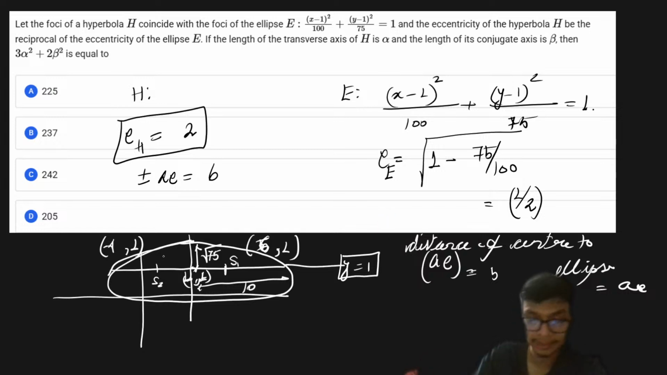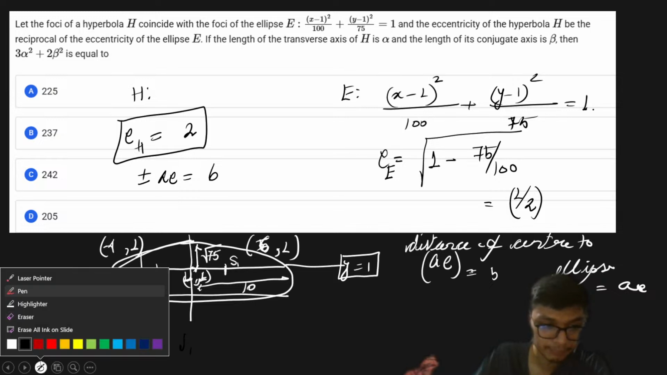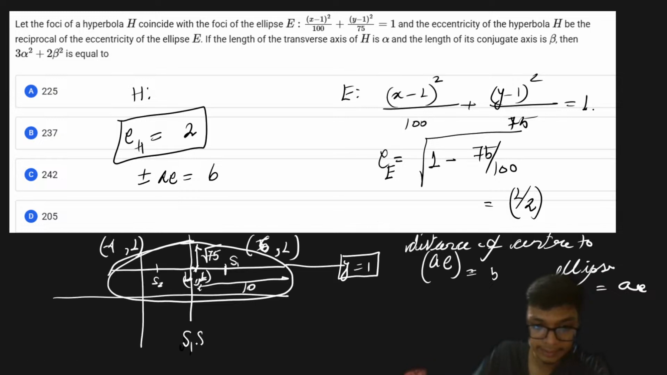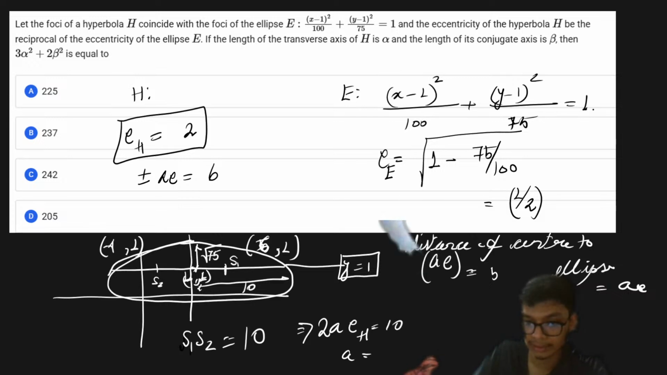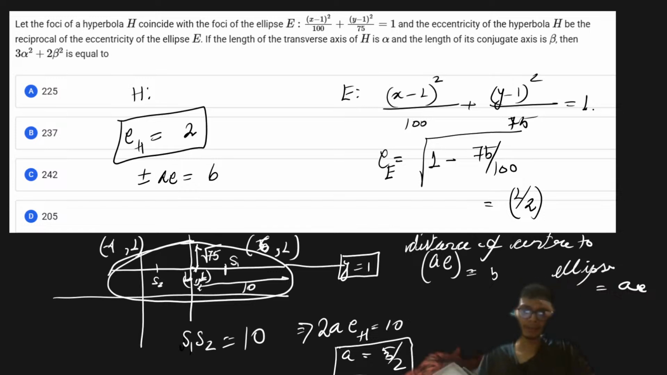So what I will do over here is find the distance between these foci. So in this case, S1 S2 is basically equal to 10, right? Similarly for the hyperbola also, this is equal to 10. So from this I will get the value of A for the hyperbola as equal to 5 upon 2, right? Very simple. So let us first of all assume the equation of the hyperbola over here, otherwise it will be difficult.